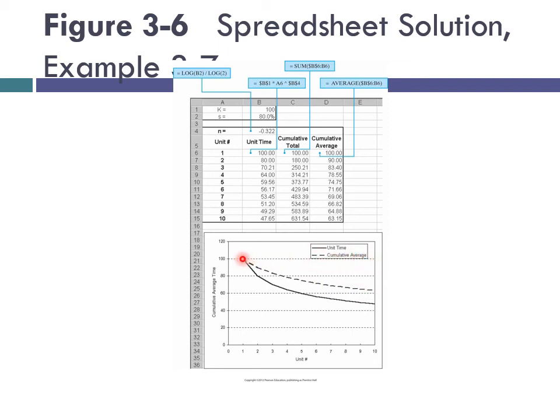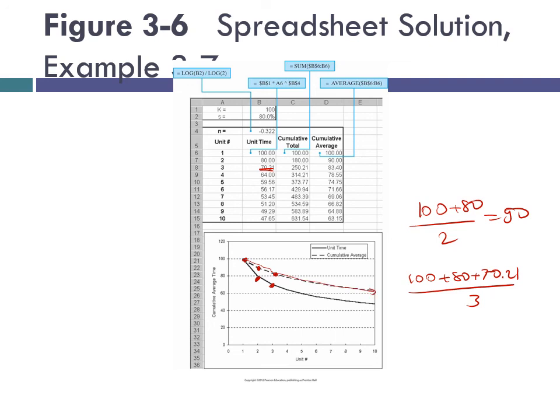So for the first one, there's only one part, which takes 100 hours, and the average is 100. But when we produce the second one, the unit time reduces to 80, whereas the average is 100 plus 80 divided by 2, which is 90. So the average time is larger. For the third one, the unit time reduces to 70.21, but the average is 100 plus 80 plus 70.21 divided by 3, which is 83.4, which is larger than this value. The cumulative average also reduces, but it reduces less than the unit time itself. This is how we can use spreadsheets to calculate these unit learning curves.